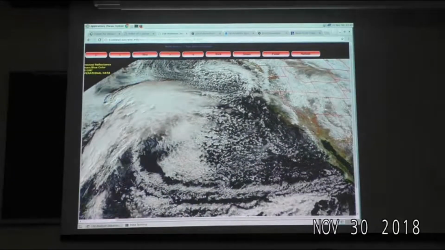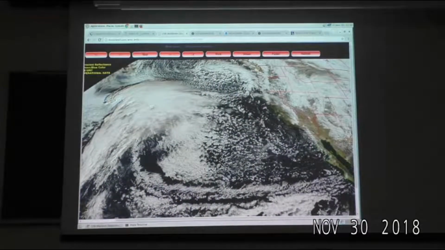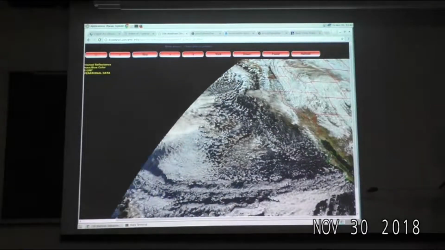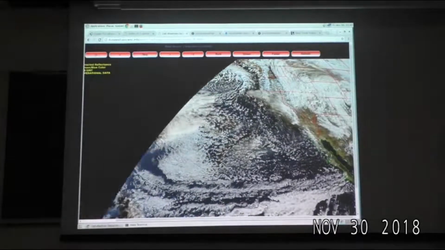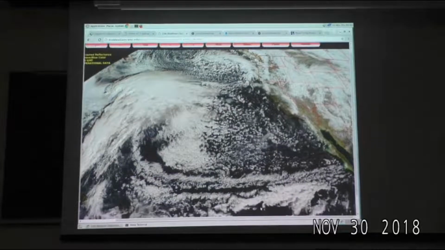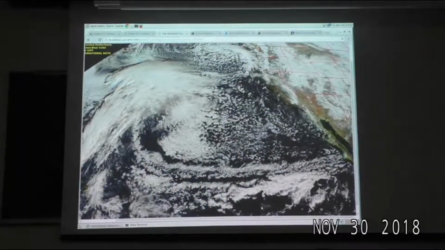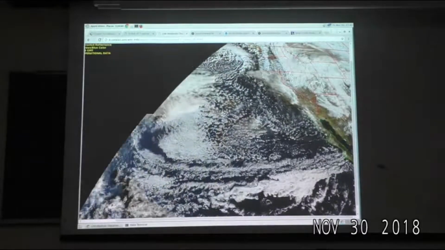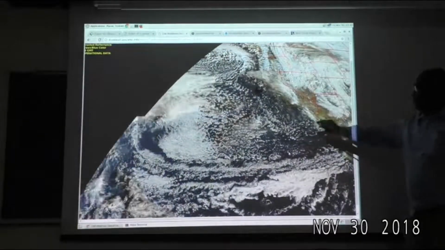What's this linear feature here? This thing goes from like Baja all the way across into this line of clouds with clearing on either side. I think that's the edge of the tropical trumpet. These are low clouds though, right? Hard to tell. This could be on the periphery of a broad surface anticyclone or mid-tropospheric anticyclone.